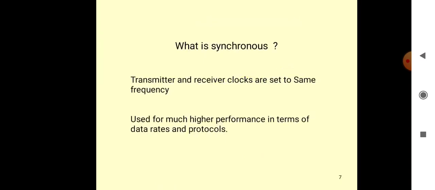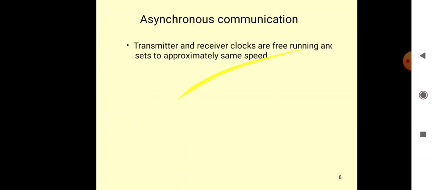Now I will discuss what is meant by synchronous. Synchronous specifies that transmitter and receiver clocks are set to the same frequency. Similar frequency and same frequency, there is a lot of difference between those two. So synchronous is used for much higher performance in terms of data rates and protocols. In order to get high performance and higher accuracy, we will go through the synchronous type of transmission.